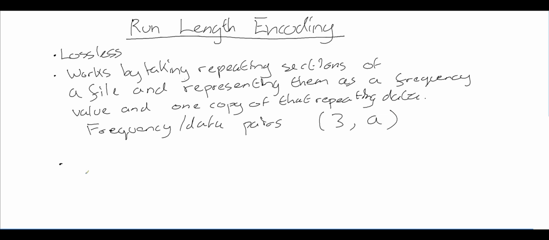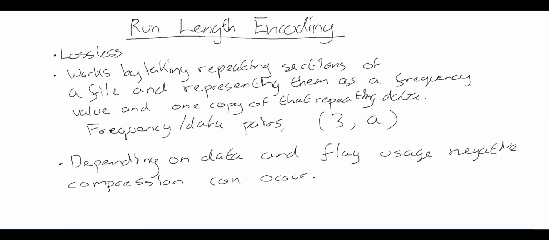The other thing to note about run length encoding is, depending on the data and whether a flag is used to indicate a run, the encoded data can take up more space than the original data, so you can get negative compression. And what I mean by negative compression is where your compressed data is actually larger than your uncompressed data.